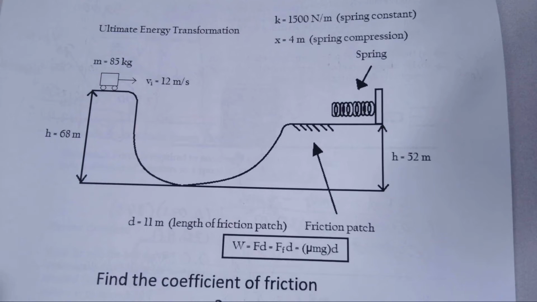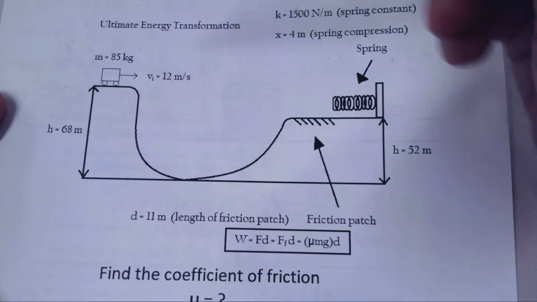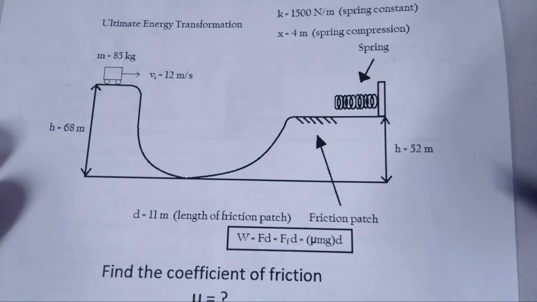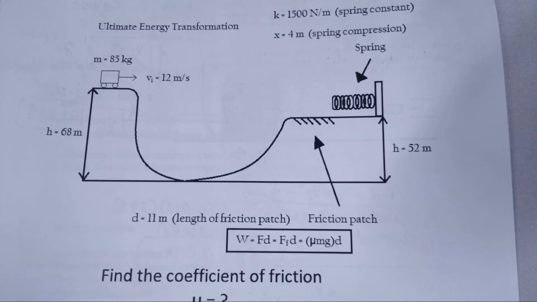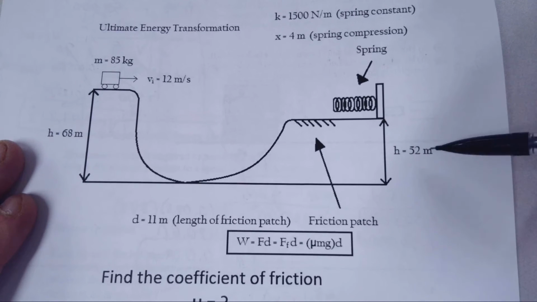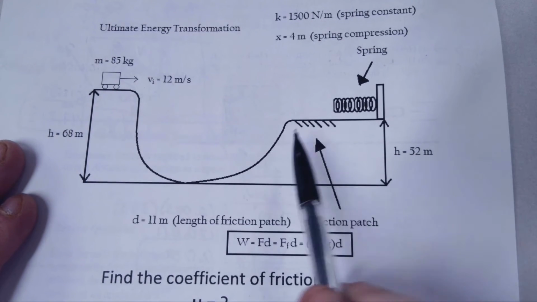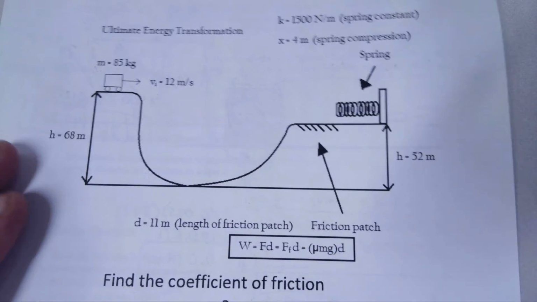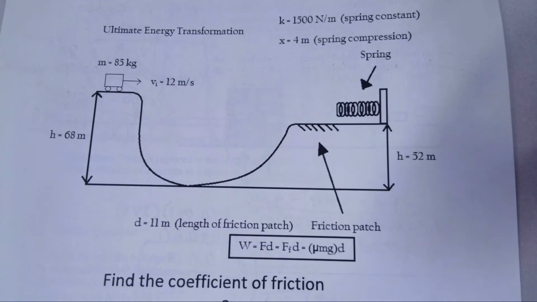Ultimate energy 1. At the top of this 68-meter hill, the cart is already moving. It then goes down, and then goes up. And then we have a series of things that are used to slow it down. First of all, it goes up a height here. Then it goes across a friction patch, which slows it down even further. And then it compresses all the way 4 meters into the spring to slow down.